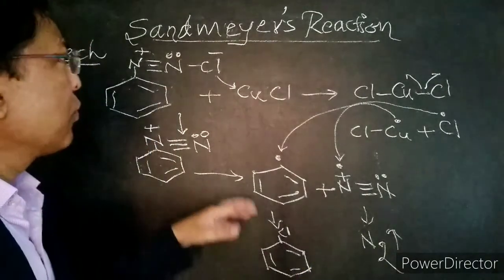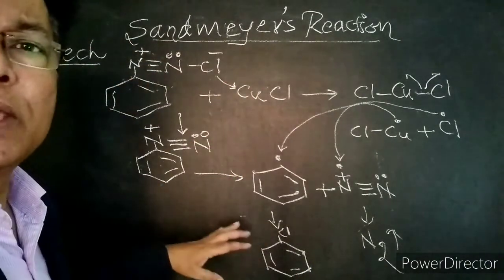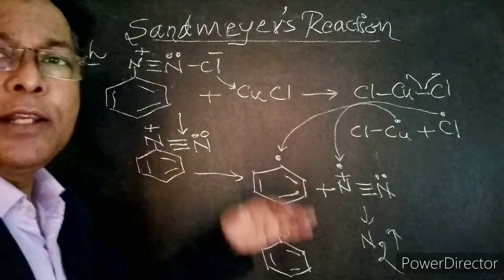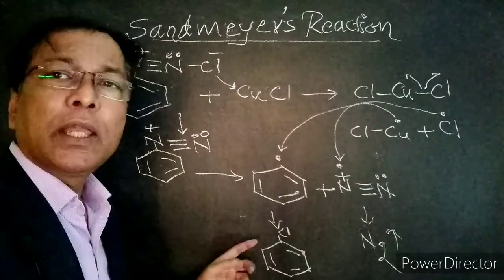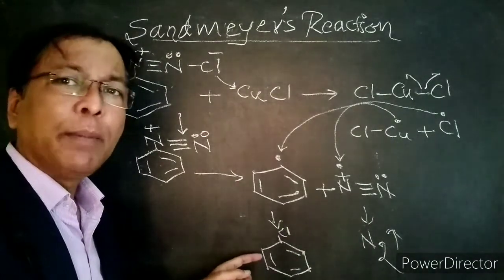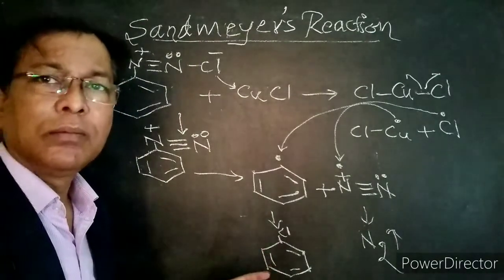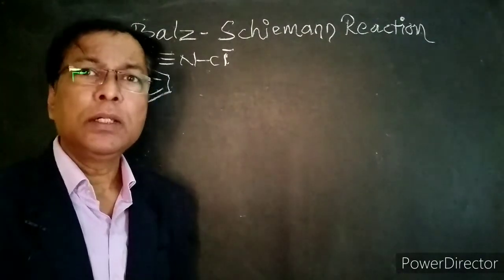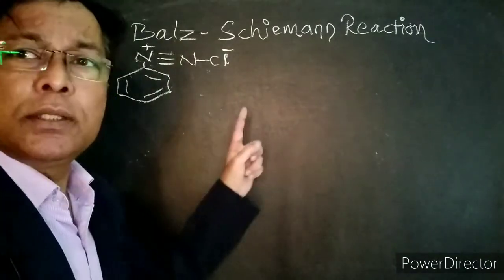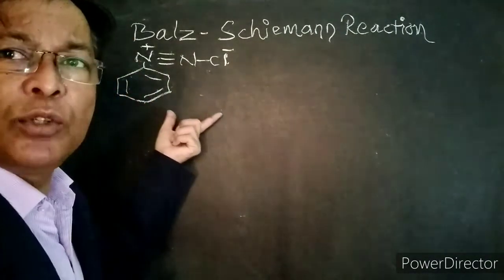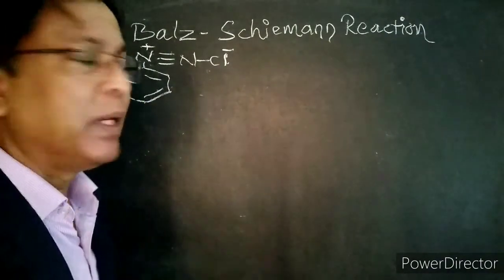In this way, from Sandmeyer's reaction, we can conveniently prepare chlorobenzene. This is the mechanism of Sandmeyer's reaction. In the same way, we can also explain the mechanism of formation of bromobenzene and cyanobenzene. Now we will see Balz-Schiemann reaction. The scientists Balz and Schiemann gave an idea how to convert benzene diazonium chloride into fluorobenzene.